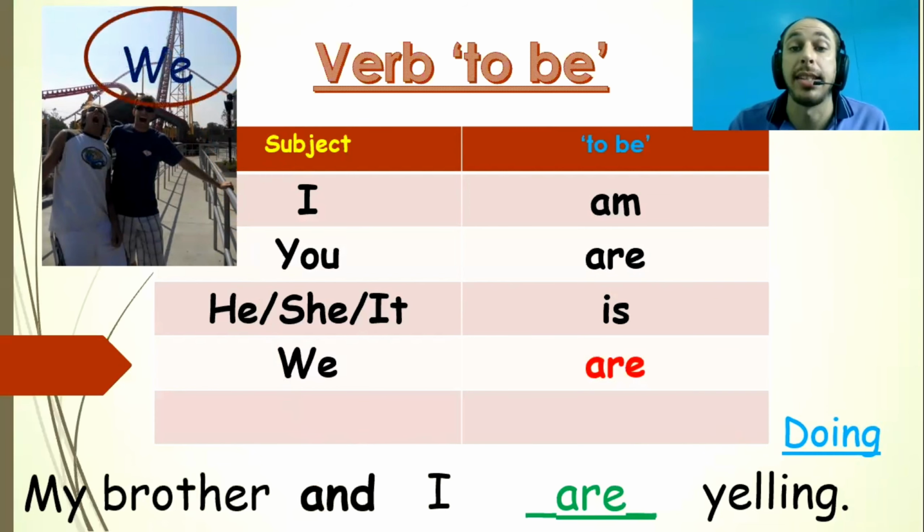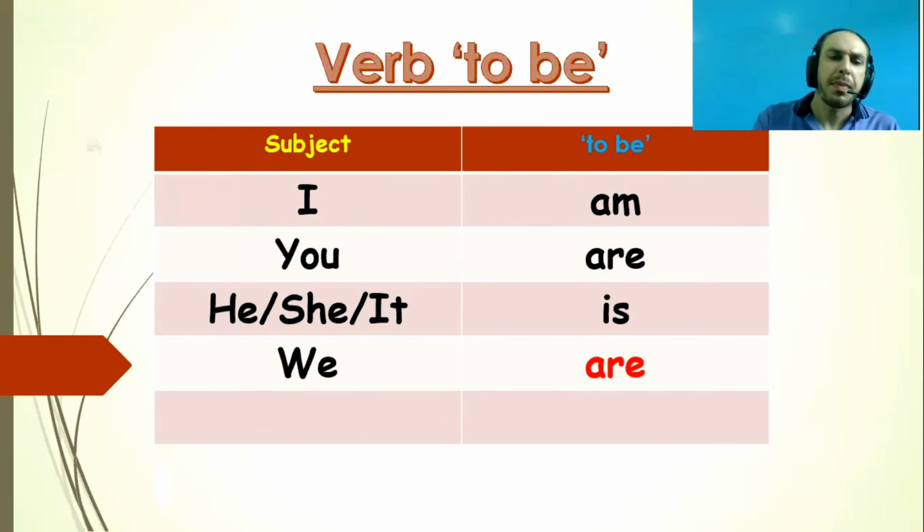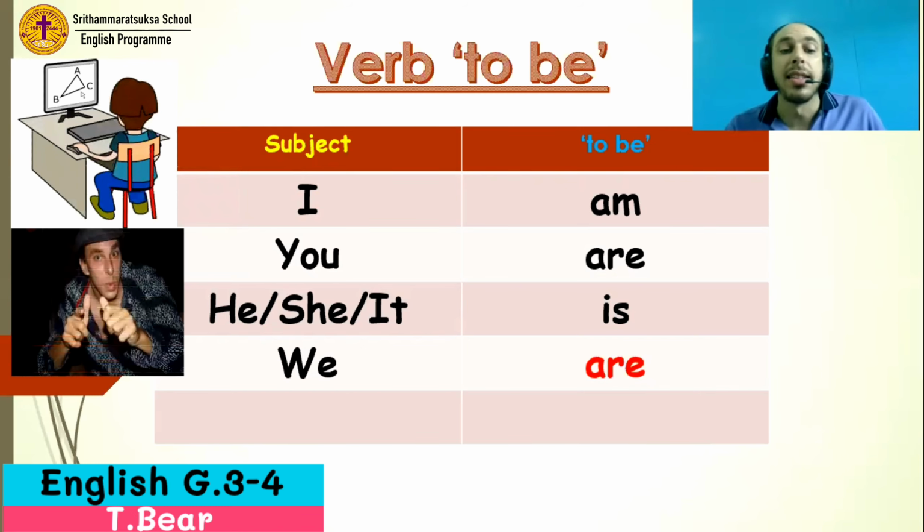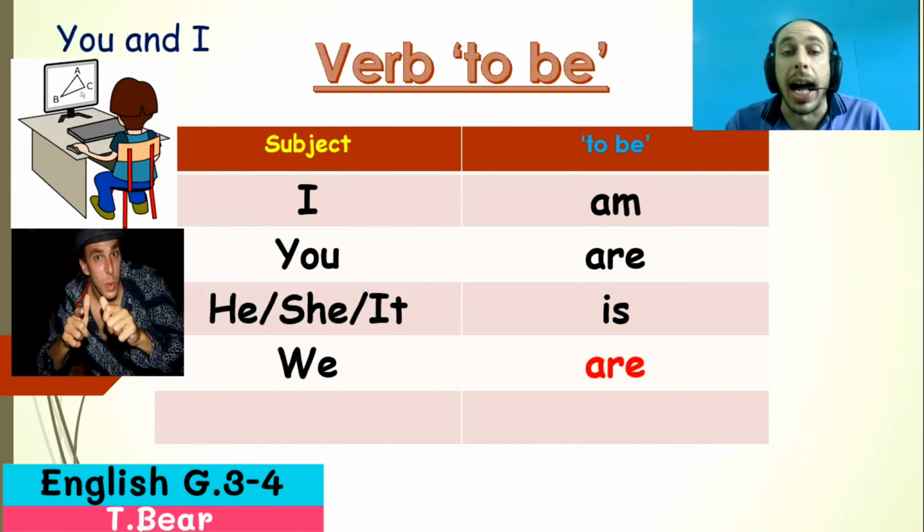No, are stays the same. My brother and I are yelling. Let's look at another example. This is a picture of you sitting at your computer studying, learning English. This is a picture of me looking great. Together, we are you and I, okay? But we might also use we instead.